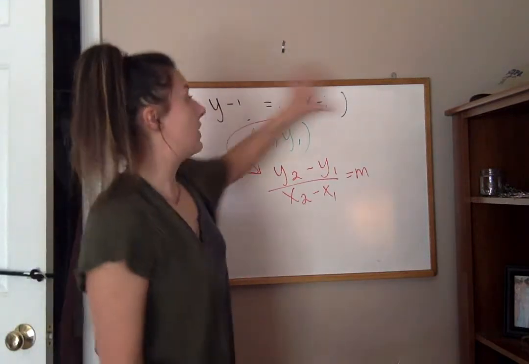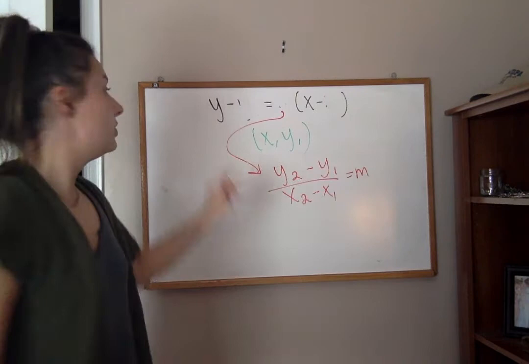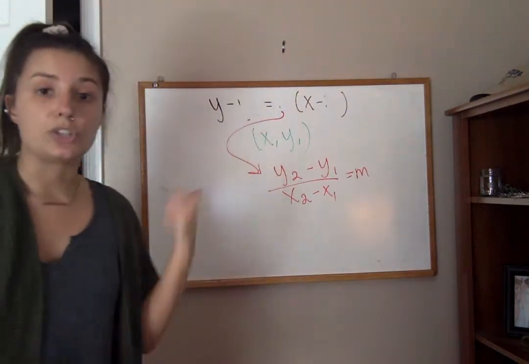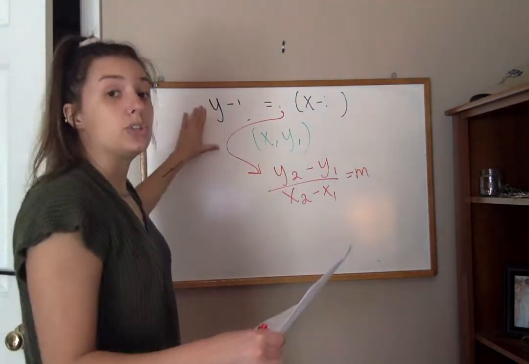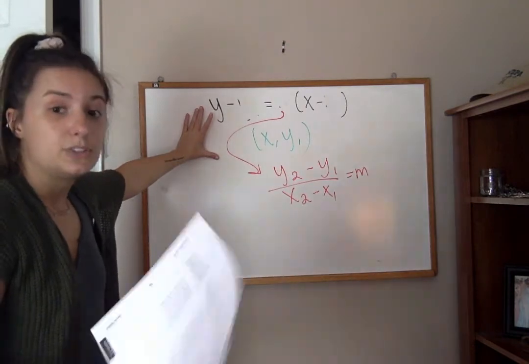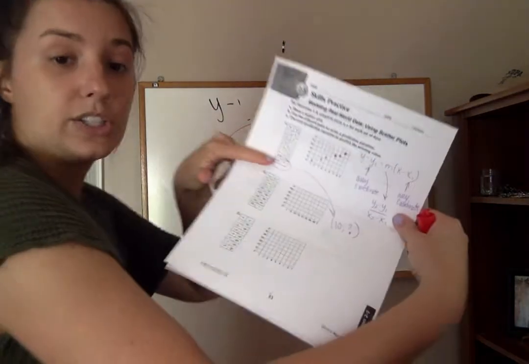But when you're just writing out the general prediction equation, you're going to leave your y and your x. The only time you change that y and x is when you're actually using the prediction equation to make a prediction. So when you're trying to solve for that unknown.